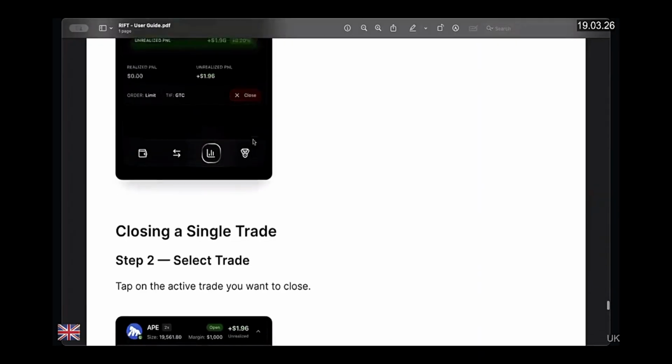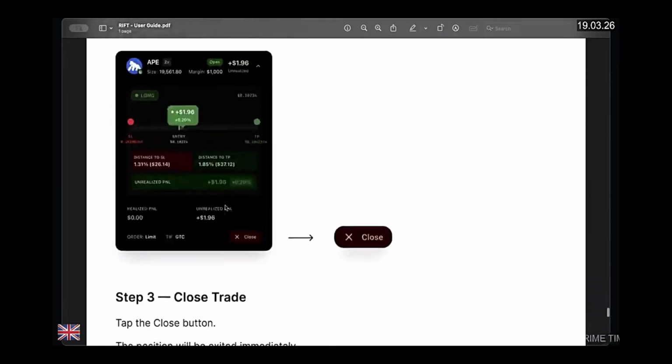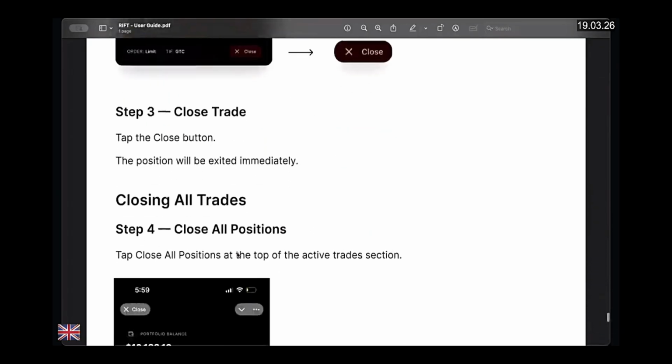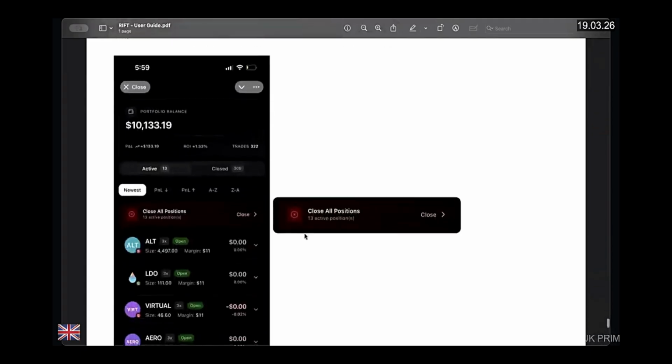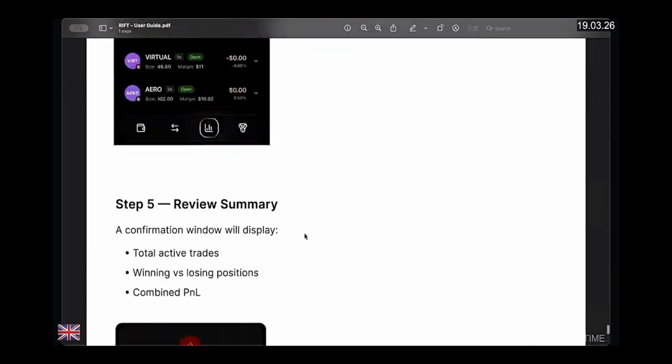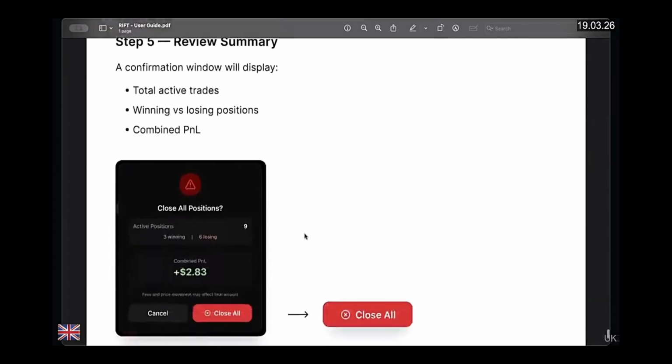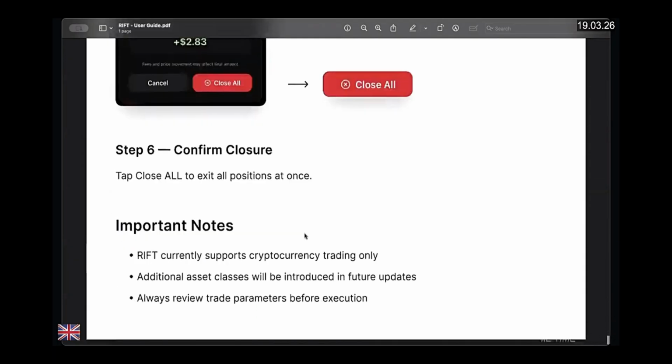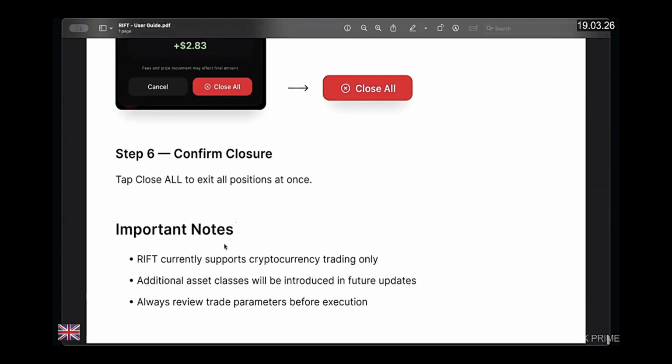So you can close a particular single trade by clicking on the close button, and then we have the option to close all the positions. If you have 13, 130, or 150 positions, whatever number of positions you have, you can close them all at once with the combined PNL of all positions. When you click close all, you confirm the closure and all your trades will be closed at once.